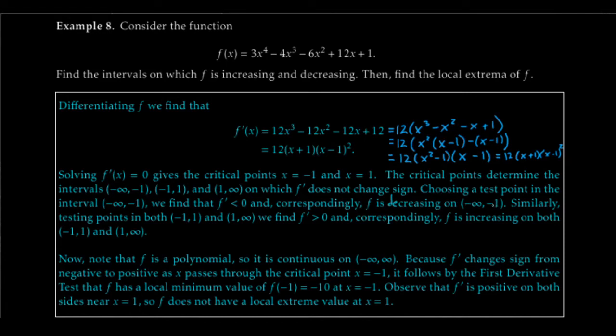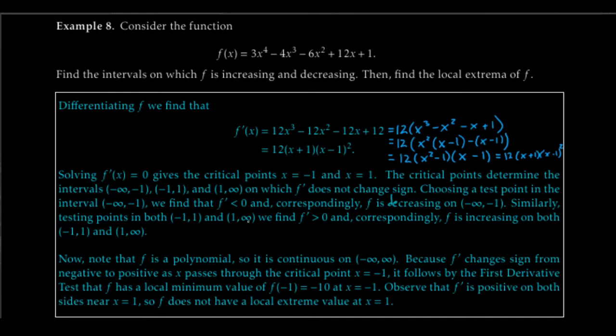Similarly, testing points in negative 1 up to 1, an easy one to test would be 0. Let's throw it in there. 12 times 0 plus 1, that's positive. So positive, positive, something squared, positive. So we're going to find that that's going to give us something bigger than 0. f prime is going to be positive on this interval.